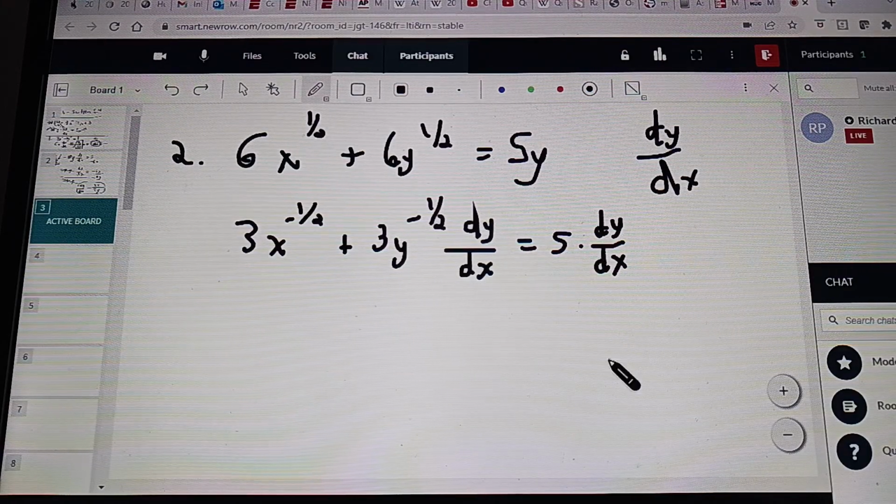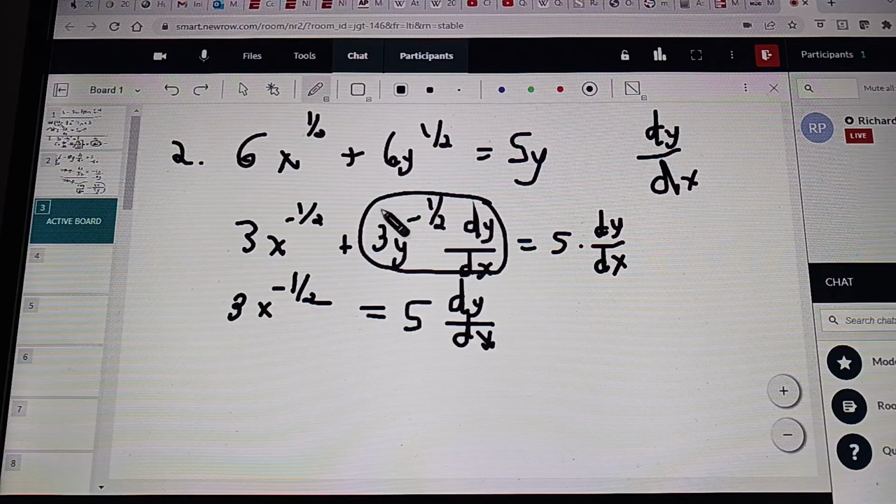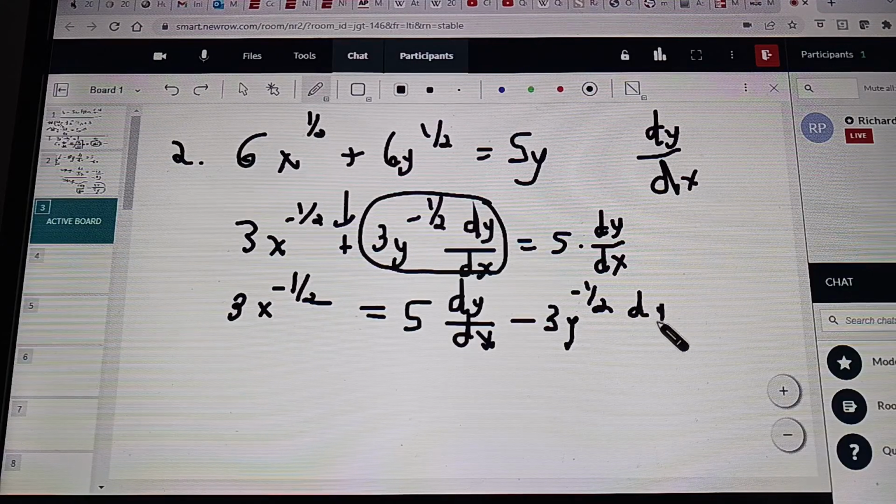So once you start getting multiple dy over dx's, you want to move all of them to one side of the equation and all the ones that don't have it to the other side. I'm just going to leave these as negative exponents for a minute. 3x to the negative 1/2 equals, I'm going to put this first since it was already over there. And then I'm subtracting this whole term. Since it's currently added, we need to subtract it to move it over to this side. Minus 3y to the negative 1/2, dy over dx.